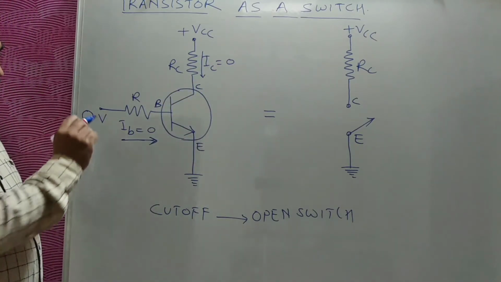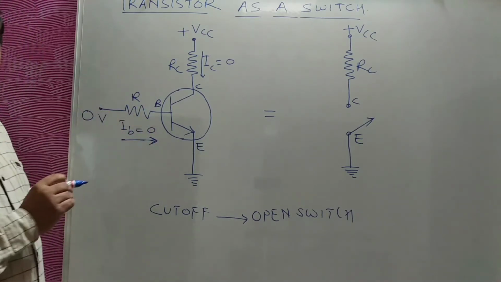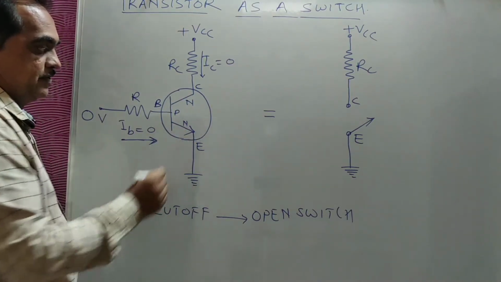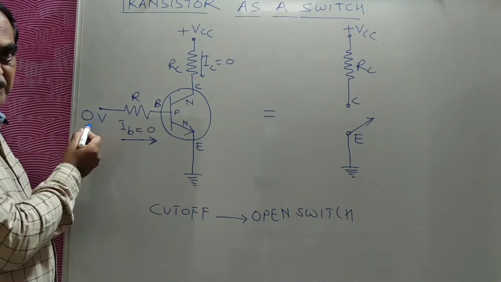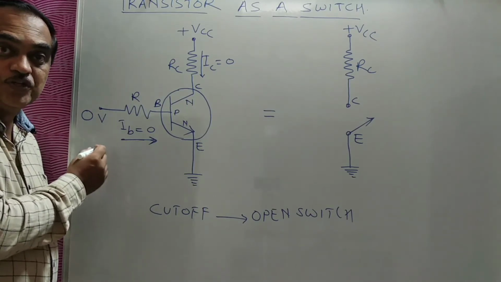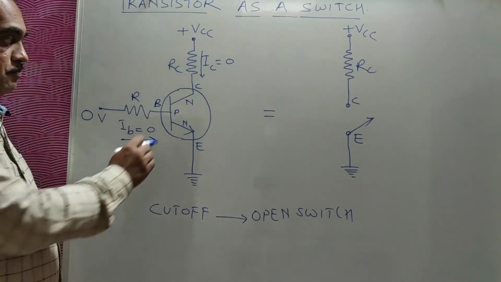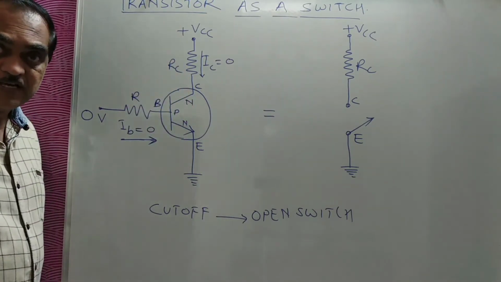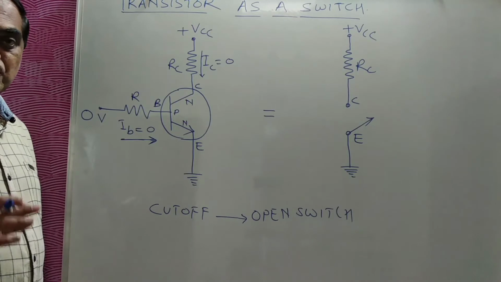Now if the input voltage you are giving to the base is 0, and this is an NPN transistor, so the P type semiconductor is getting an input of 0. That means it is less than the cut-in voltage. So the base emitter junction will not be forward biased, it will be reverse biased. As usual the collector junction is also reverse biased, so both are reverse biased. That means you are in the cutoff region.